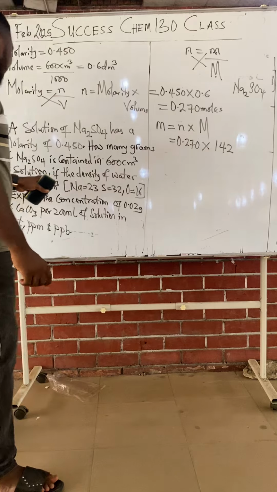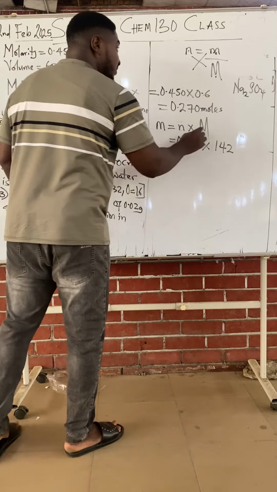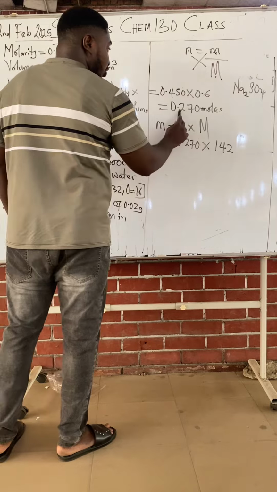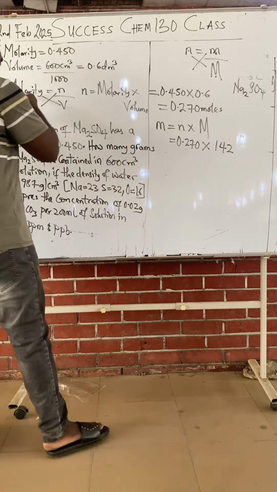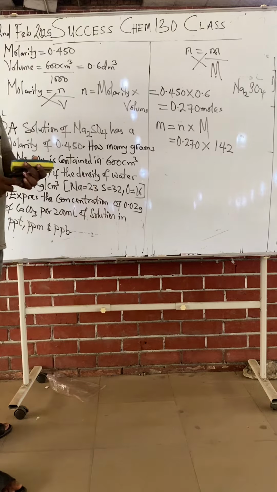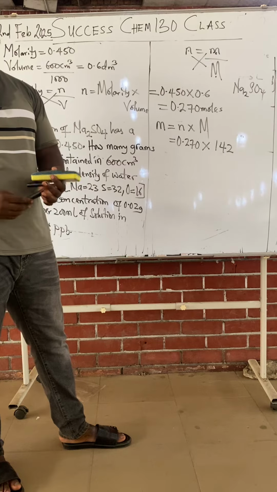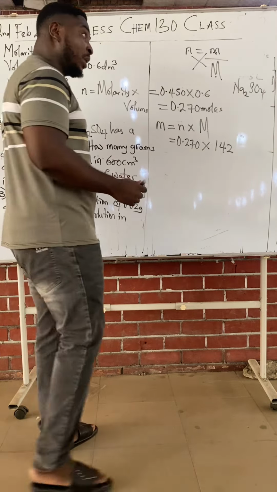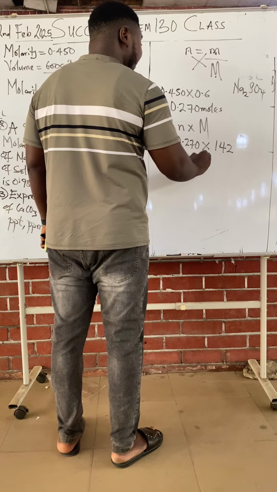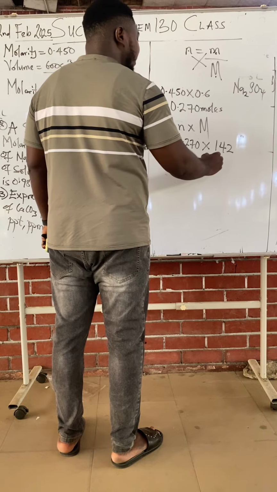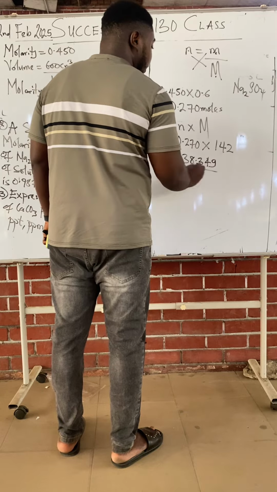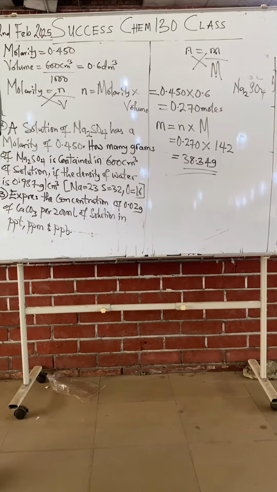So my mass, how many grams? I'm about answering the question now. Mass is number of moles times molar mass. Number of moles is 0.270, right? So I knew what I was doing when I was finding the number of moles. 0.270 times 142 is what? 38 point what? 38.34. If it's 4 or if it's 5, write whatever you got in your book. 38.34 grams is the answer to question number 2.